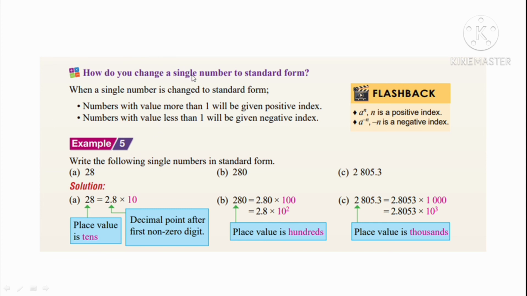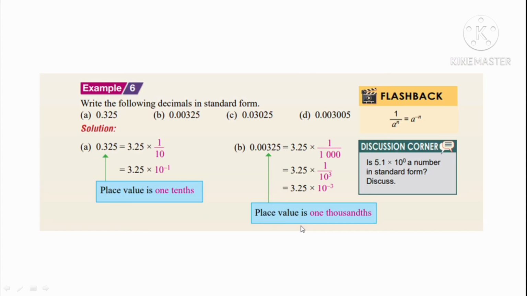How do we change a single number to standard form? When a single number is changed to standard form, numbers with a value more than 1 will be given a positive index. Numbers with a value less than 1 will be given a negative index. So for this decimal number, it is less than one, right? So it will be a negative index.